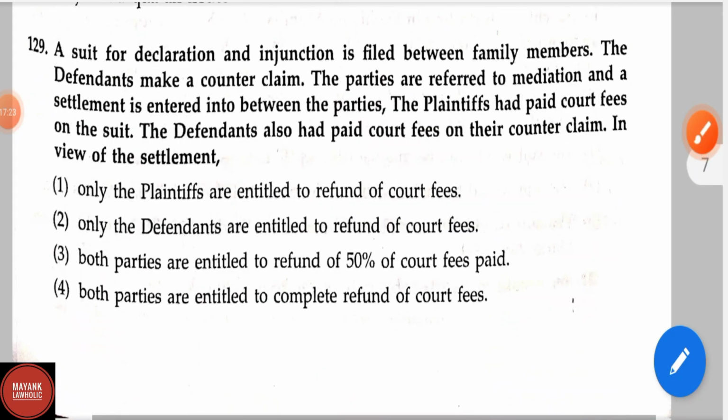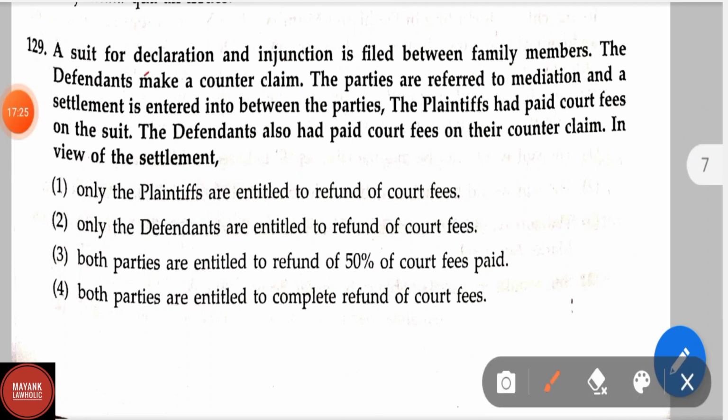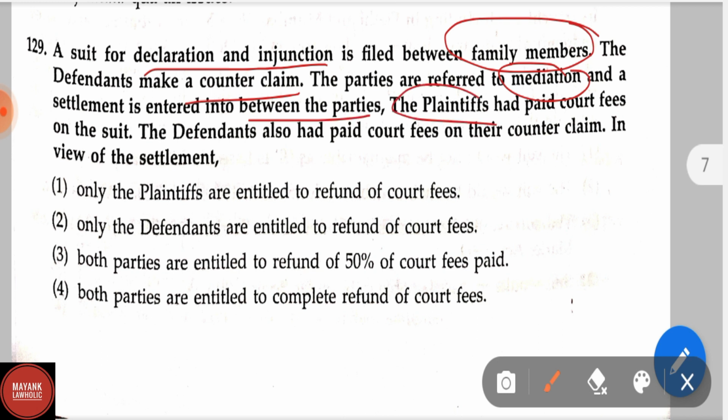Now let us see question number 129. A suit for declaration and injunction is filed between family members. The defendants make a counterclaim. The parties are referred to mediation and a settlement is entered into between the parties. The plaintiffs have paid the court fees on the suit. The defendants have also paid the court fees on their counterclaim.